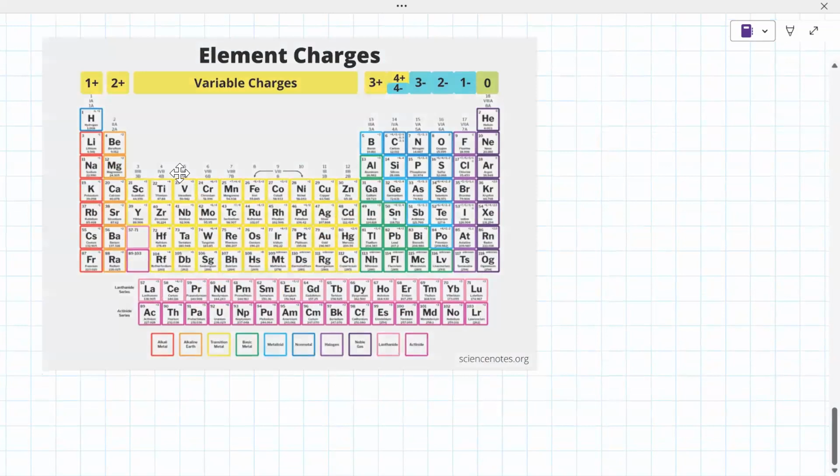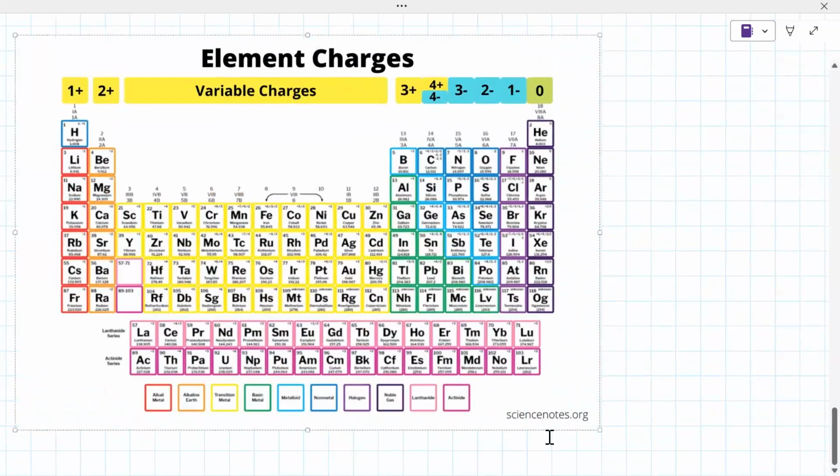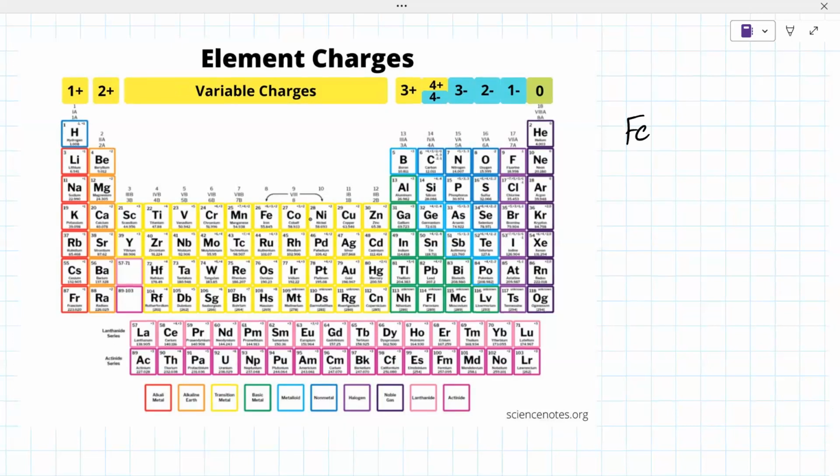Yeah, great question, because most students have the same question. You can see the variable charges are in the middle here. If they're in the first column, the second column, or the third, fourth, fifth, sixth, seventh, these are all well known. It's only these in the middle. Fe, iron, is a common one. You'll see it'll say iron 2 oxide or something, and then you know it's plus 2. But it might say iron, and they use Roman numerals, don't know why, but that's what they use.